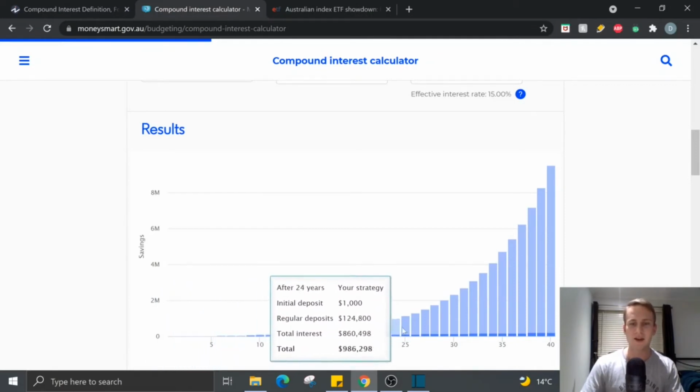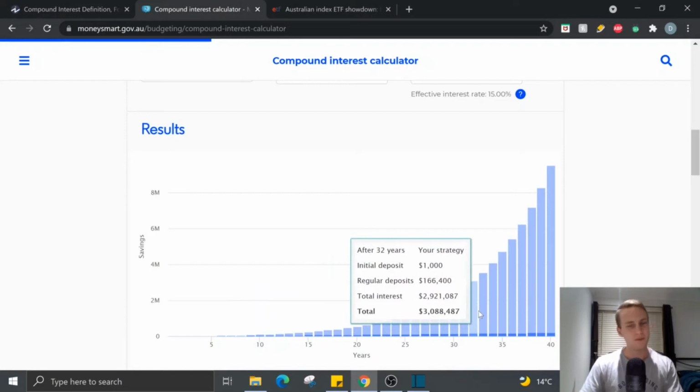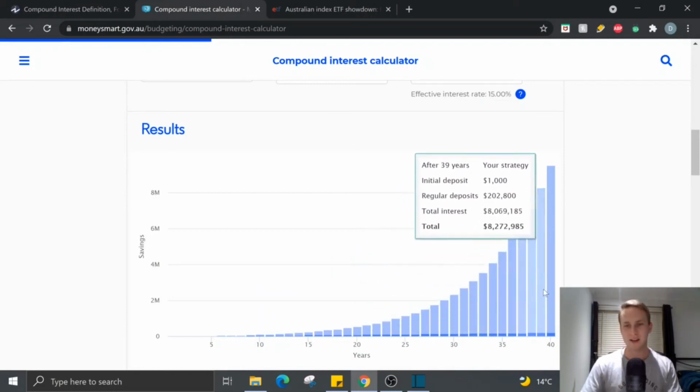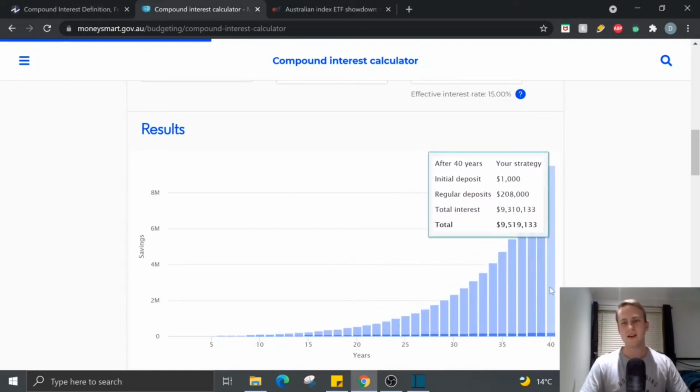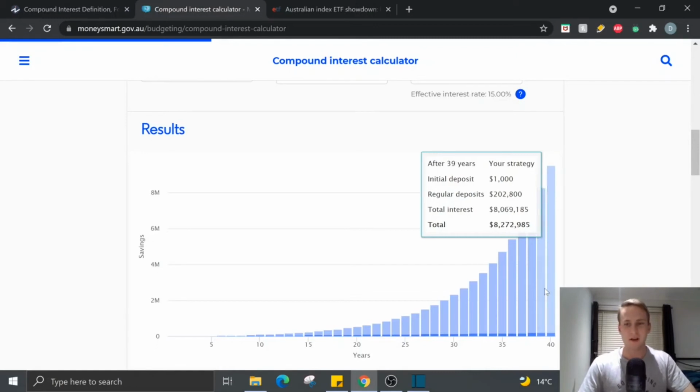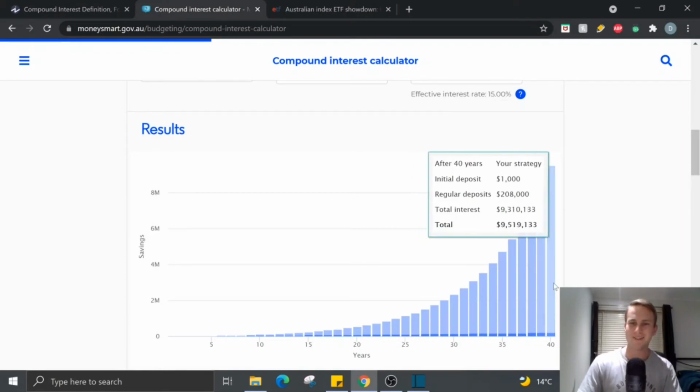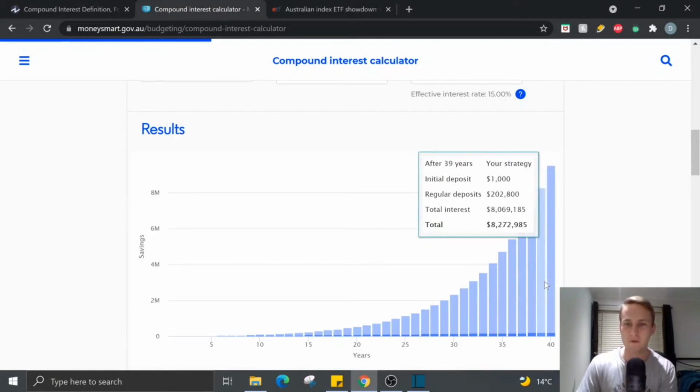But as we come out to these later years, the compounding just turns insane. Look at year 40 here. You've again invested $208,000, but look at your total return. It's $9.5 million. And even once you get out this late, look at the difference between year 39 and year 40. We're talking over $1 million difference in compounding.